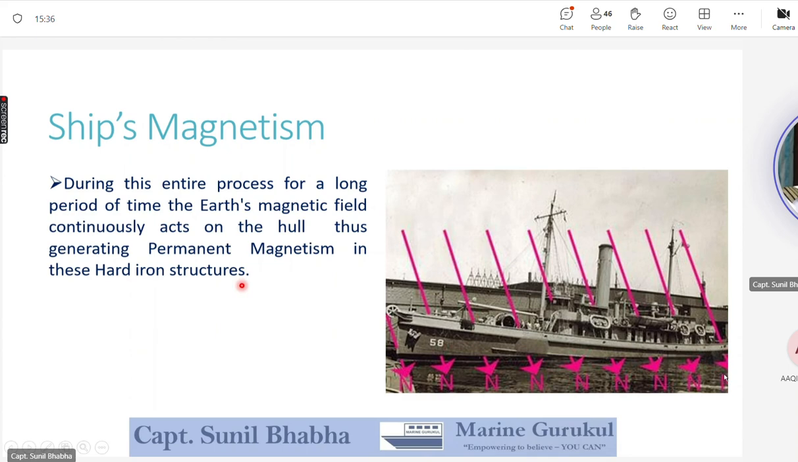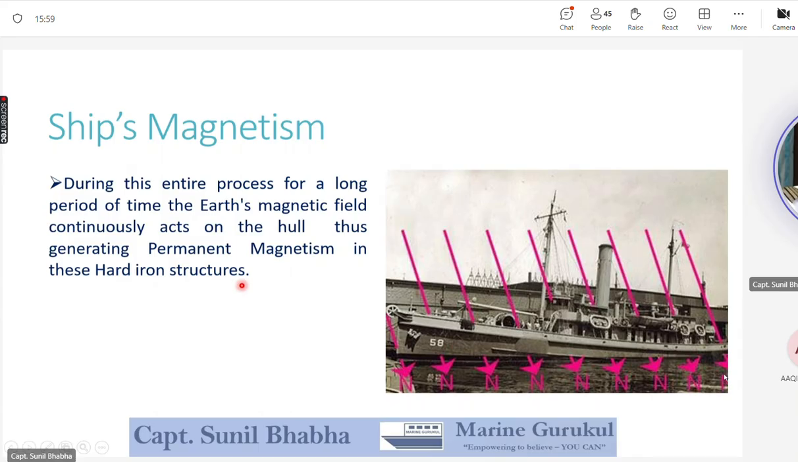structures. So I told you that hard iron structures are those structures which are extensively worked upon at the time of construction of the ship or shipbuilding. Like, say, for example, a keel plate, a deck plate, a bulkhead. Now, when you are fitting this, let us assume there is a deck plate. You are fitting this deck plate on the deck of the ship during its construction.